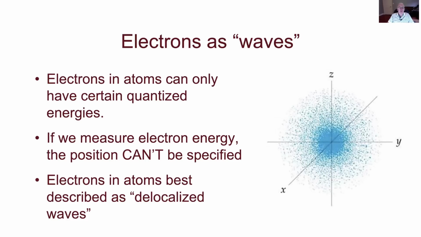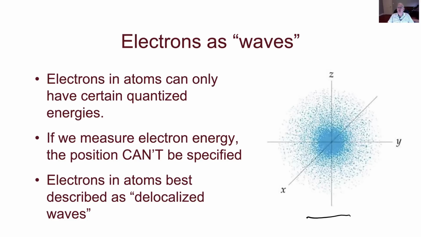This leads to the idea that electrons in atoms are always thought of as these delocalized waves. We just described negative charge sort of smeared out in space. This picture over here represents the distribution of electron charge, say, in a hydrogen atom, where the density of the blue dots represents the amount of negative charge that we might find in that area, or the probability of finding the electron at a particular point.